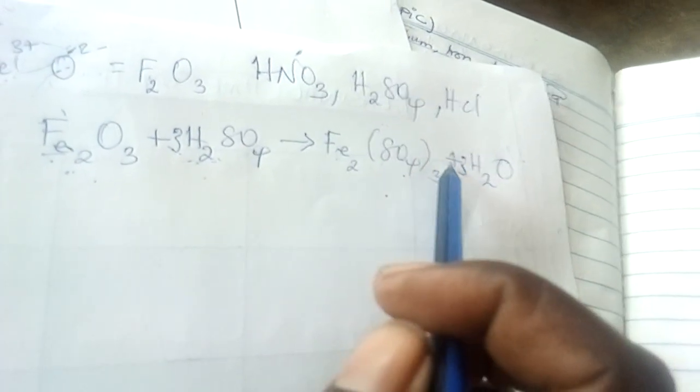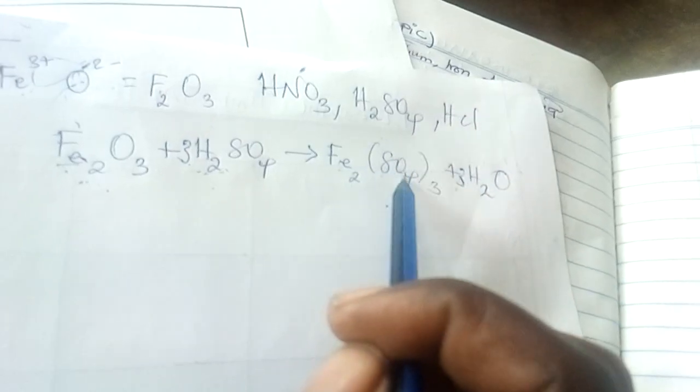So that we should have 6 hydrogens. But again, oxygen will be affected here because oxygen will be like 3. Then here they are 12. So 3 plus 12, that will give us 15.